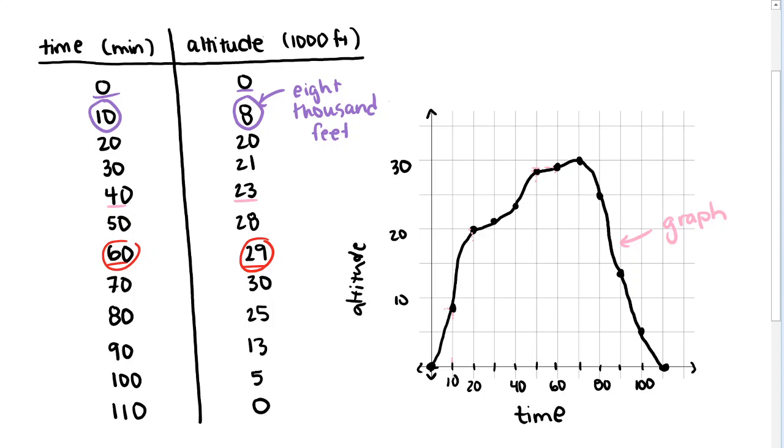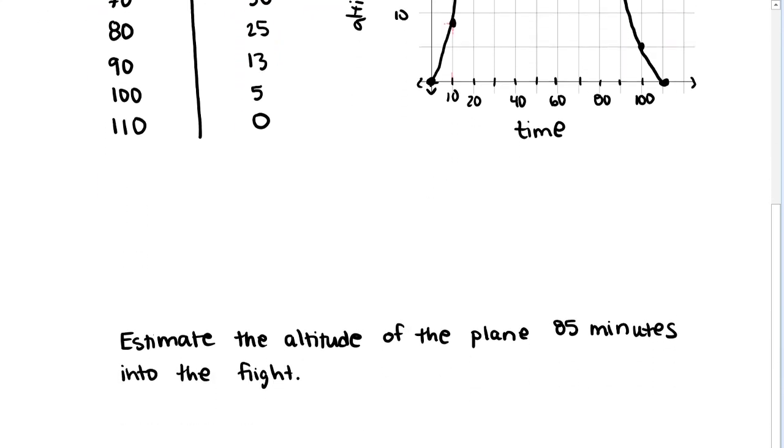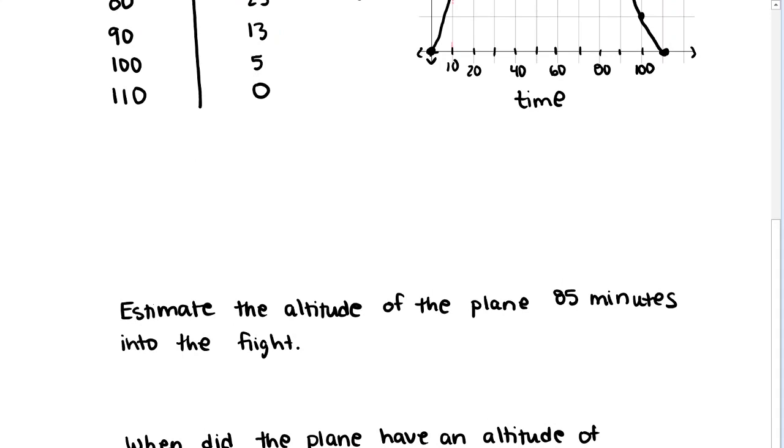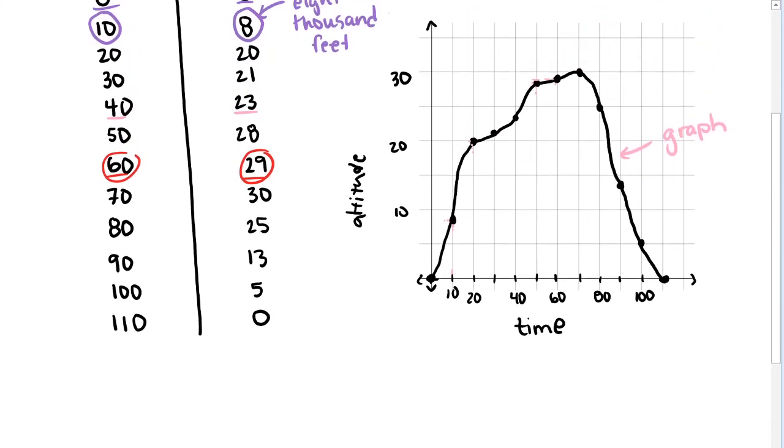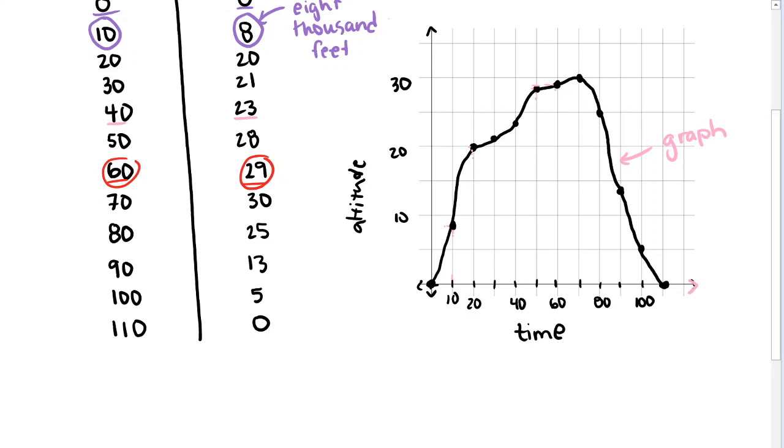So now let's use this graph to answer a few different questions about the plane and its altitude. So the first question I'd like to ask is, well, let's estimate the altitude of the plane 85 minutes into the flight based on our graph. So here, our time axis is describing how long into the flight we are. And so what we're going to do is look along our curve and see where we have a point that corresponds to a time of 85 minutes.